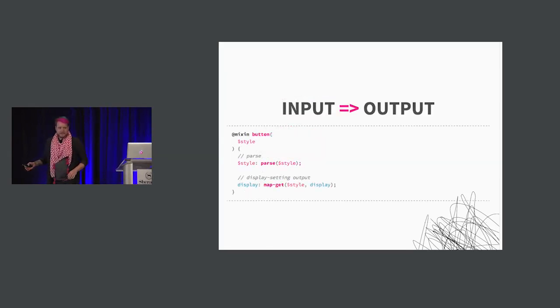Is this making sense? I know this is very heady. So what we've got is a button mixin that just parses our input, and then all we have right now is display, so we just output it directly. Display, map-get, style, display. So we're just checking the parsed map to see what our settings are.